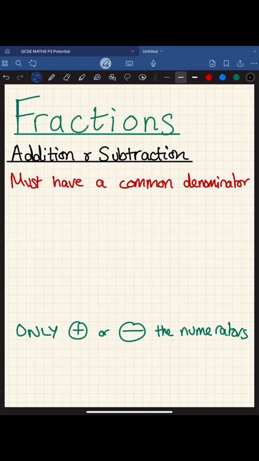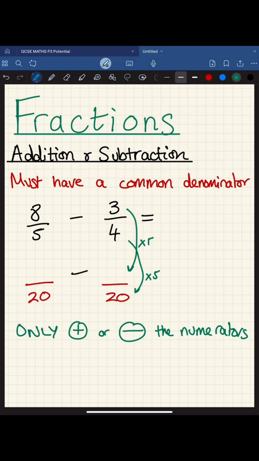If I need to subtract two fractions, I do exactly the same thing, make the denominators the same. I've picked 20 because I know that's a multiple of both 5 and 4. Apply the golden rule, so whatever I did to the denominator, I do to the numerator as well. Subtract the numerators and leave the denominator alone.